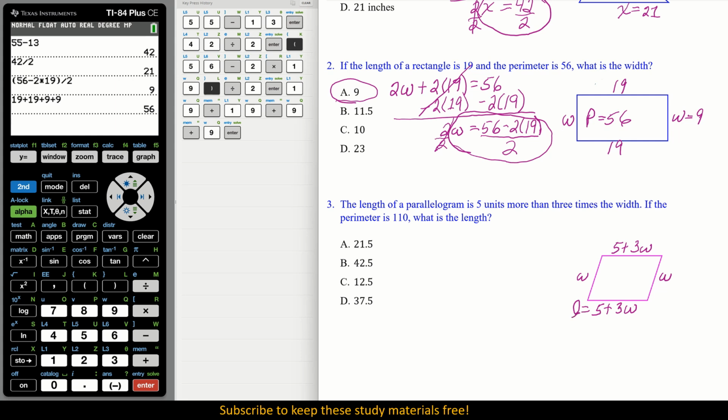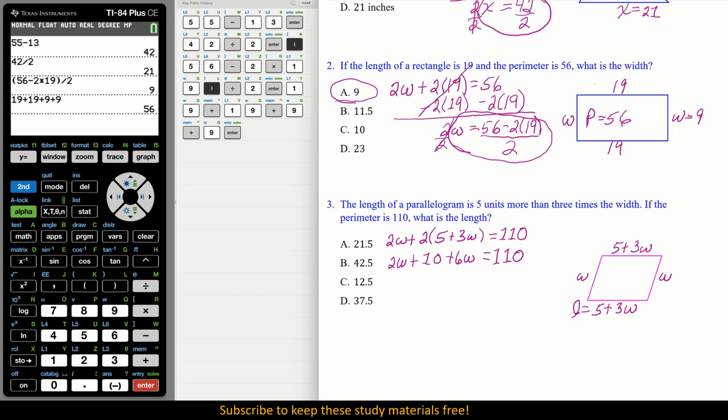The first thing we need to do is find W, just like we did above. So we can put 2W plus 2 times 5 plus 3W equals 110. Now we need to distribute: 2W plus 10 plus 6W equals 110.